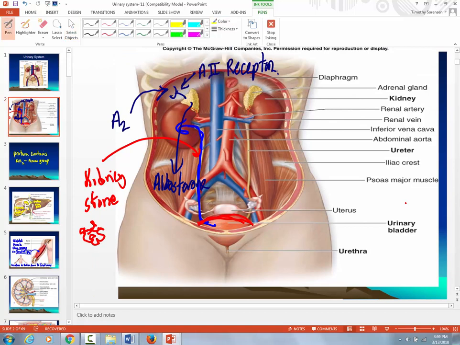If you give them an angiotensin II receptor blocker, it will prevent aldosterone from being released, and it will prevent arterial vasoconstriction, and they won't get the cough. Have you ever heard of losartan? Heard of that? That's an angiotensin II receptor blocker.